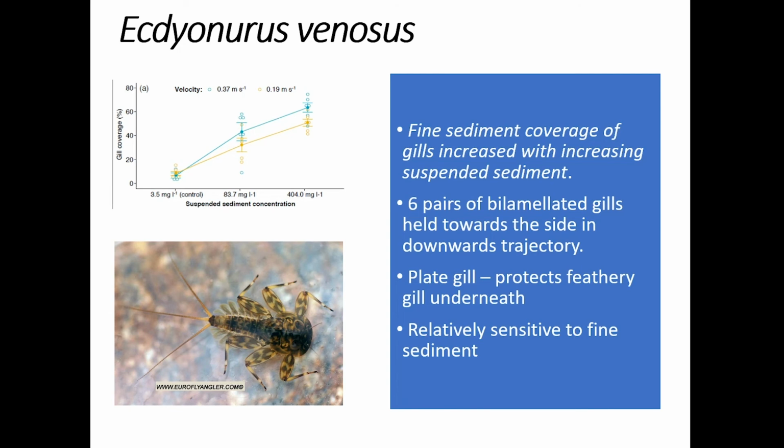is a mayfly, fine sediment coverage of gills significantly increased with increasing suspended sediment. This taxa has 6 pairs of gills, and they're held laterally towards the side and in a downwards trajectory. And they actually have a plate-like gill which protects underneath a feathery gill. They do use both for respiration, but it was the plate gill that I used in my exposure experiment. And this taxa is actually relatively sensitive to fine sediment when we look at its scoring across sediment-specific indices. And that's pretty much supported by my results here, that fine sediment coverage does increase with increase in suspended sediment.